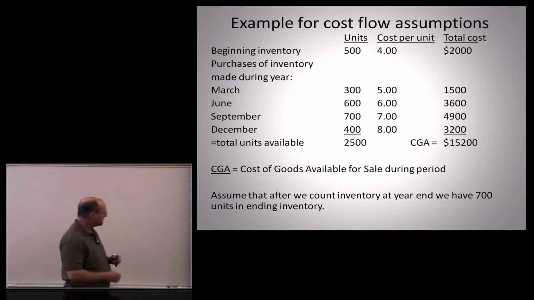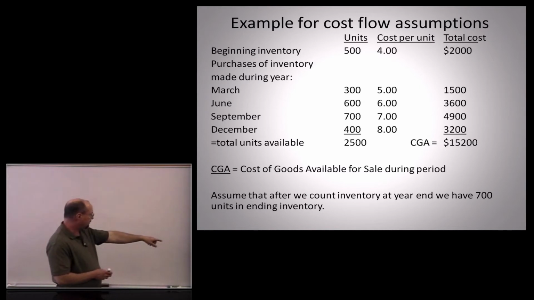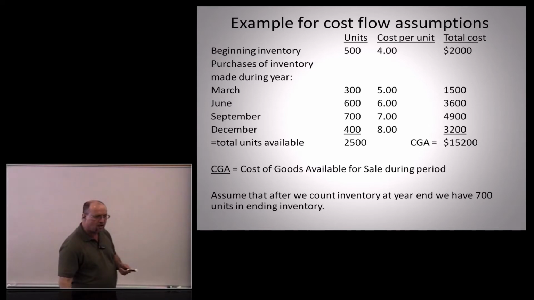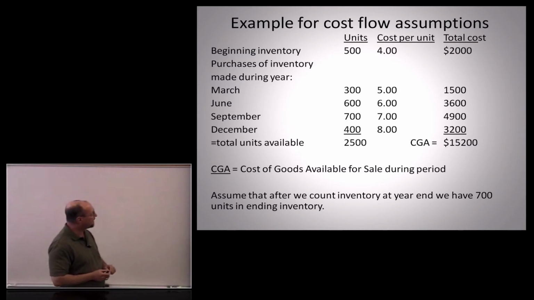We're going to assume, first of all, that after we did a physical count of inventory, we had 700 units. Now, coffee mugs could be the unit, chairs, hats, desks, computers, whatever it is we sell. Think of the physical inventory, and then each item has a cost. And here is our accounting information. We have beginning inventory, which again was last year's ending inventory. We had 500 units in inventory. We paid $4 each for a total cost of $2,000.